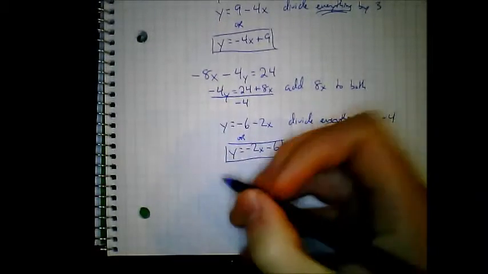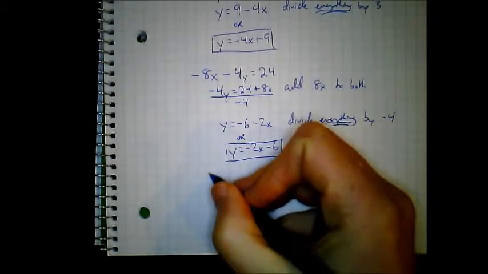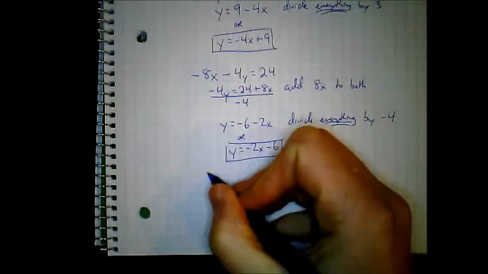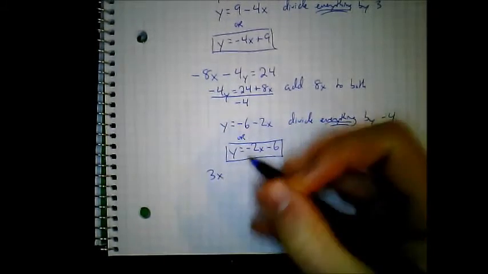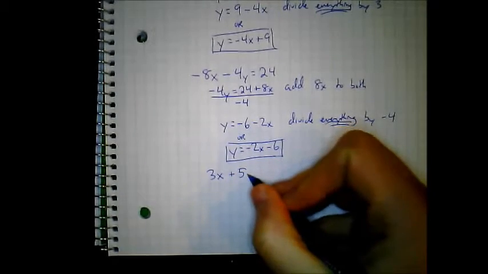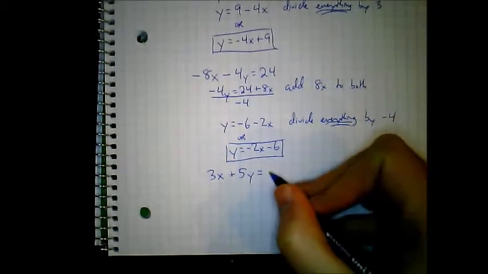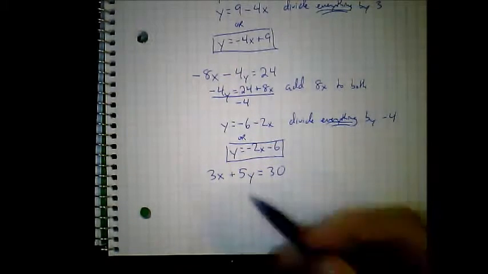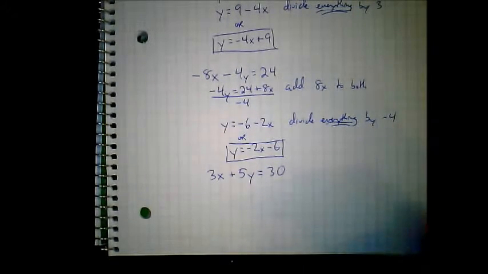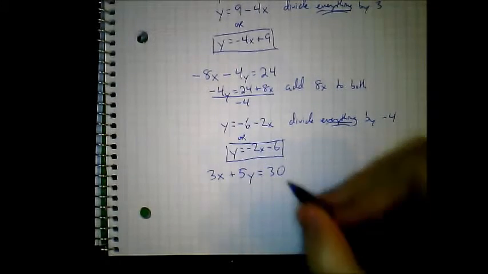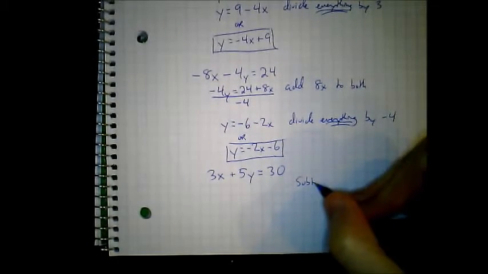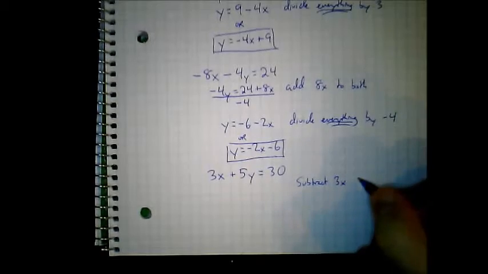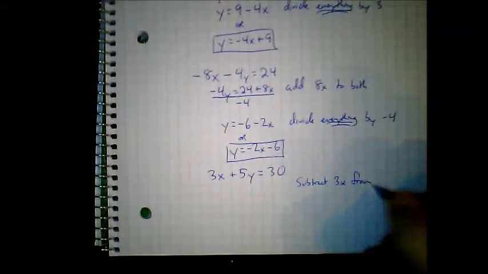Okay, again, let's just look at some more examples until we get very comfortable with this. Let's say we have 3x plus 5y equals 30. Same thing, I want to get y all by itself. So what do I need to do to get rid of my positive 3x? Well, I need to subtract 3x from both sides, or add negative 3x to both sides.